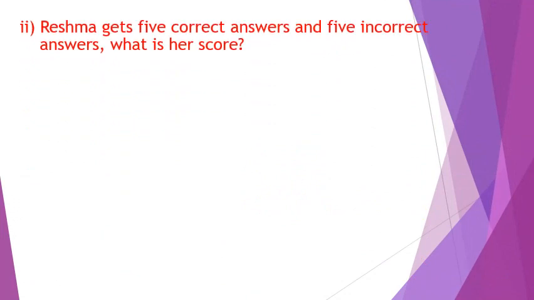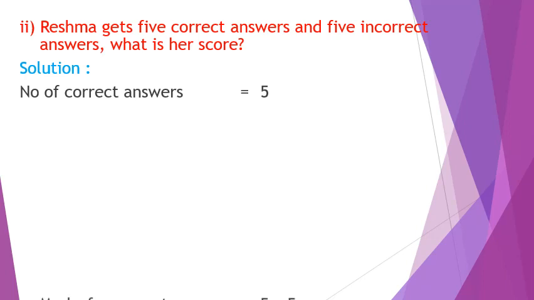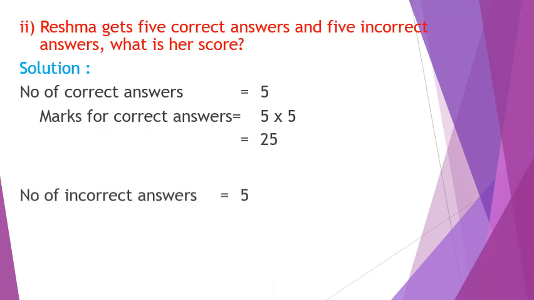Second part, Reshma gets 5 correct answers and 5 incorrect answers. What is her score? Already we have written marks for a correct answer is 5 and marks for an incorrect answer is minus 2. So, number of correct answers Reshma got is 5. Therefore, marks for correct answers is 5 into 5 equal to 25 marks.